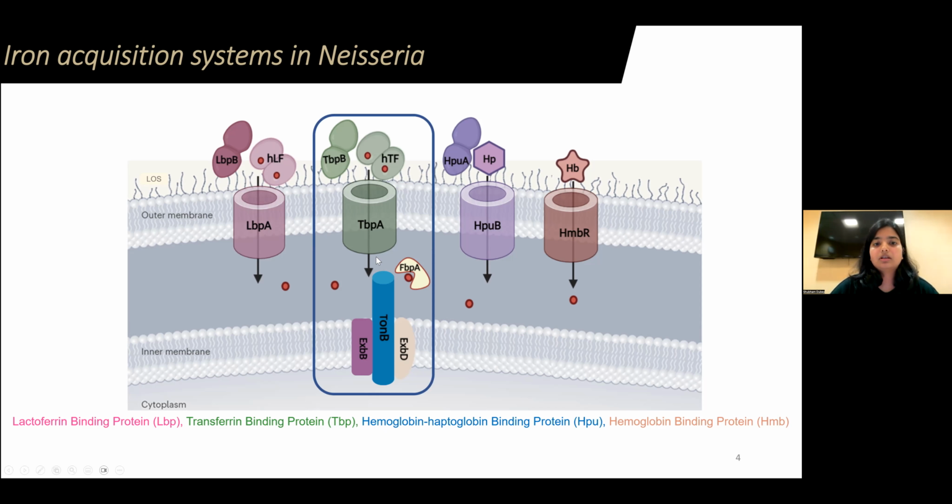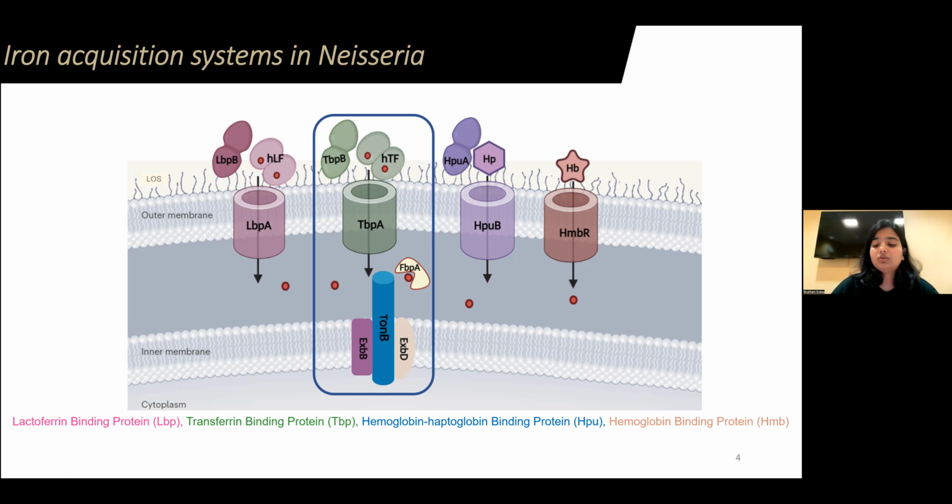My system of interest is the transferrin-binding protein system. It's a two-component system having the TbpA protein, which is a beta barrel, and the TbpB protein, which is a lipoprotein situated at the surface of the bacteria. Together, they interact with human transferrin to acquire the iron. This transporter, TbpA, is also known as a TonB-dependent transporter. As such, it needs the energy of the TonB complex, which is situated in the inner membrane, to perform the iron acquisition from the human host protein.